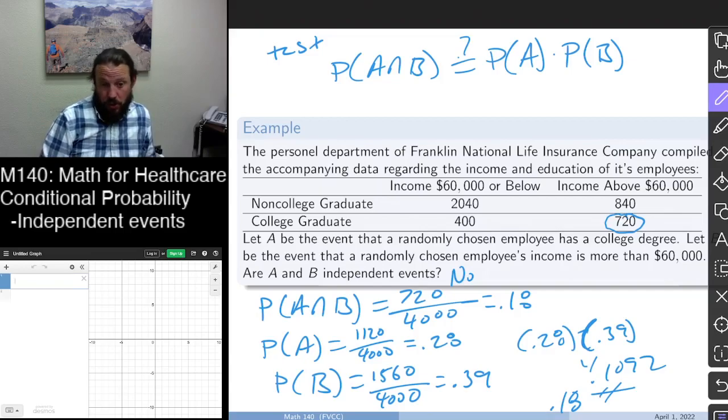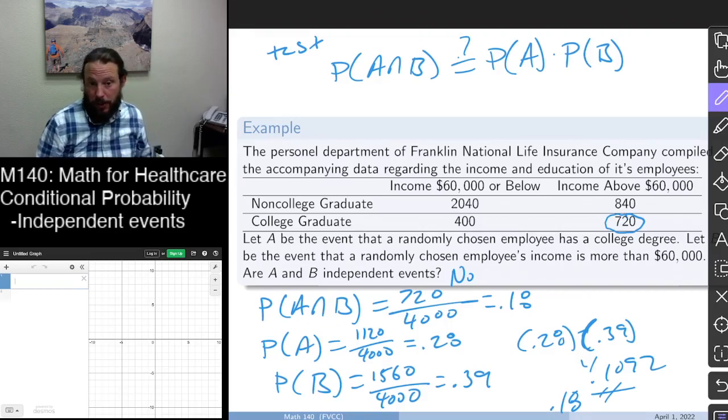If you wanted to, you could try and find the probability of B given A separately, and you'll see that you find that same thing, that it does change. It's not the same as the probability of B.